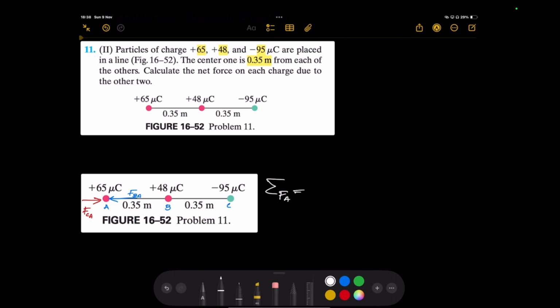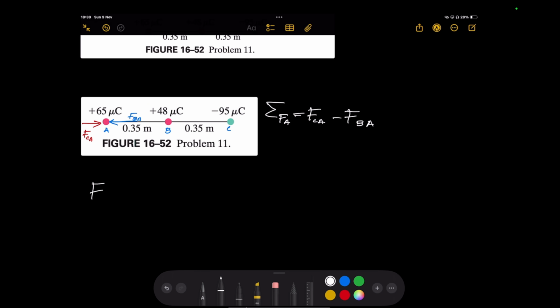First of all, we're going to clarify that this direction is positive while this is going to be negative. Force CA is going to be positive, and since the other has the opposite direction, it's going to be negative, minus FBA. Now we're going to calculate their magnitudes.